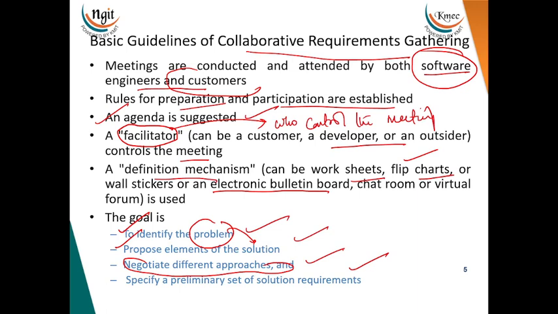So the points of collaborative requirements: if there is a problem, there should be a solution, and if there is a solution, there should be a negotiation. The basic guidelines are that software engineers and customers sit together, the rules are established, there is a facilitator who controls the meeting, and a definition mechanism, like virtual meetings or something similar. This is the main agenda of the slide.